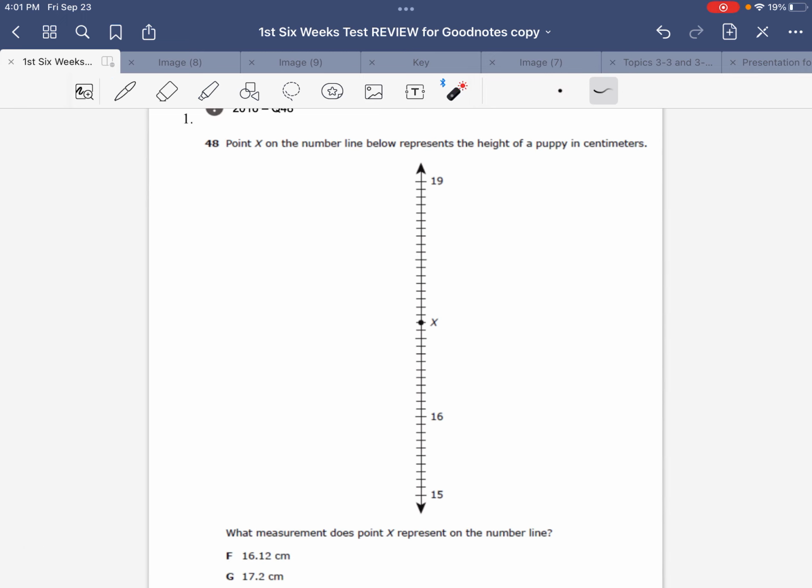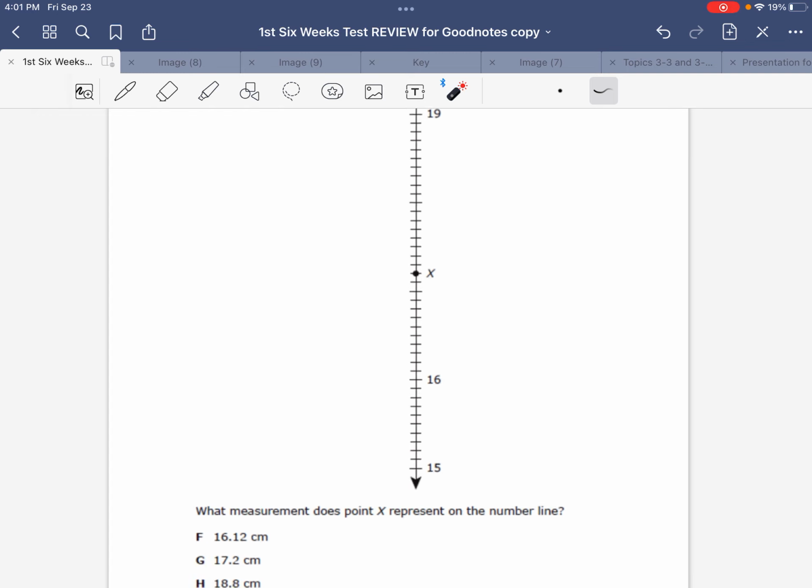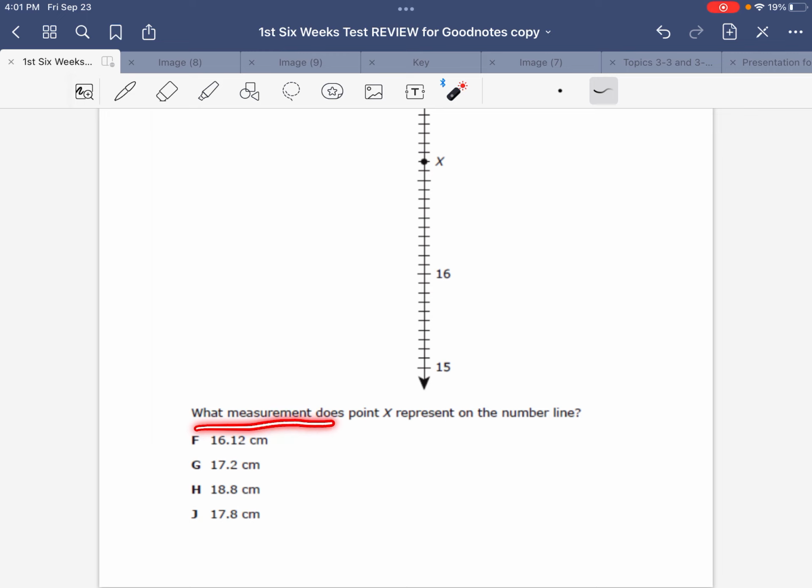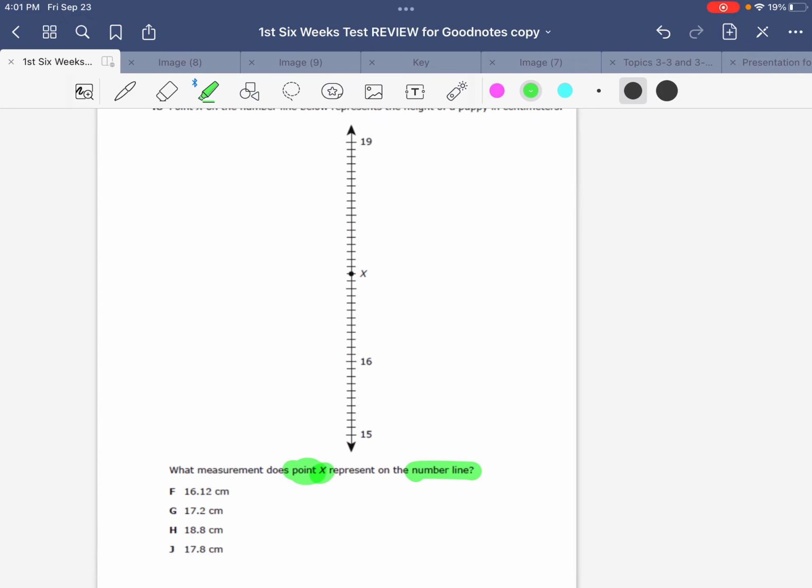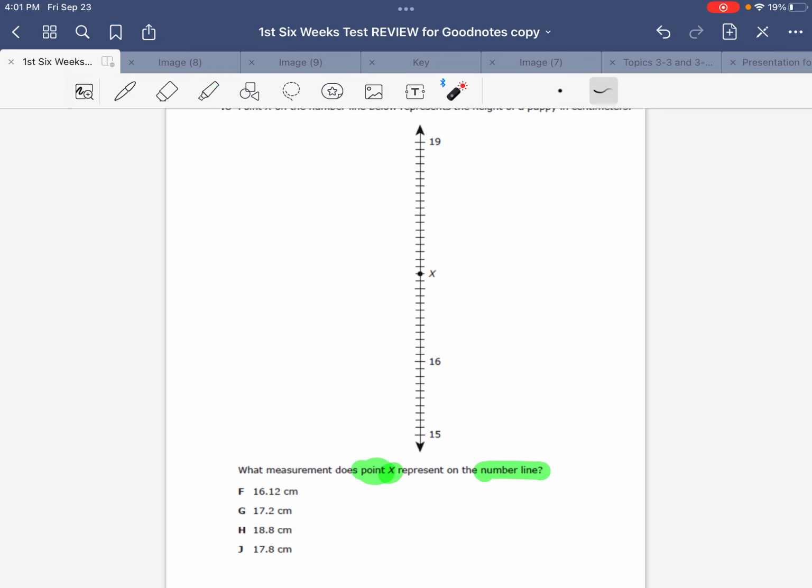Problem 1 says point X on the number line below represents the height of a puppy in centimeters. What measurement does point X represent on the number line? So we need to find point X on this number line. If I look at my number line, I know it has 15, 16, and 19.